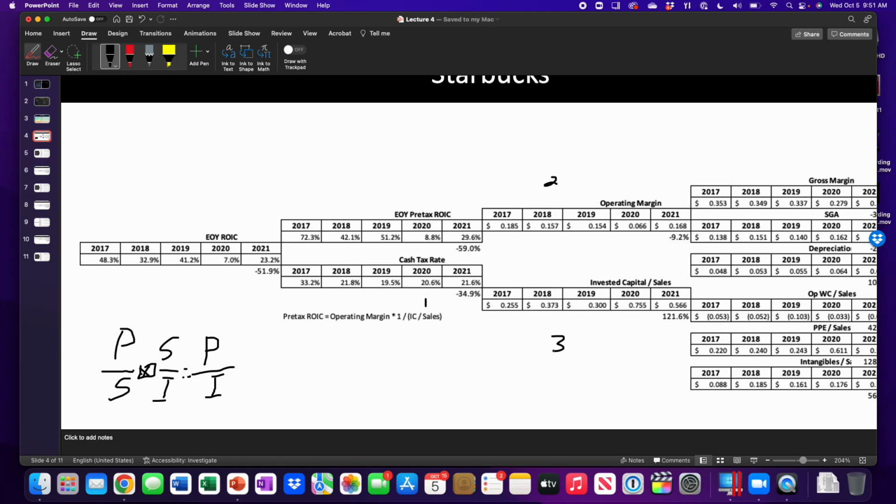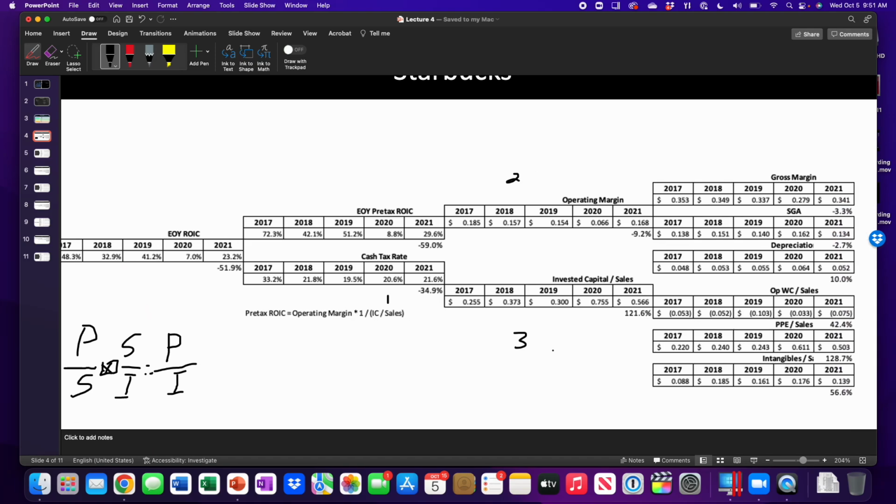Now let's talk about the second level analysis. Why did the operating margin fall from 18.5 cents to 16.8 cents? Well, that's the income statement. Those are those 3 numbers on the right. So, what is operating margin? Operating margin is gross margin minus SG&A as a percentage of sales minus depreciation as a percentage of sales. Those 3 things equal operating margin.